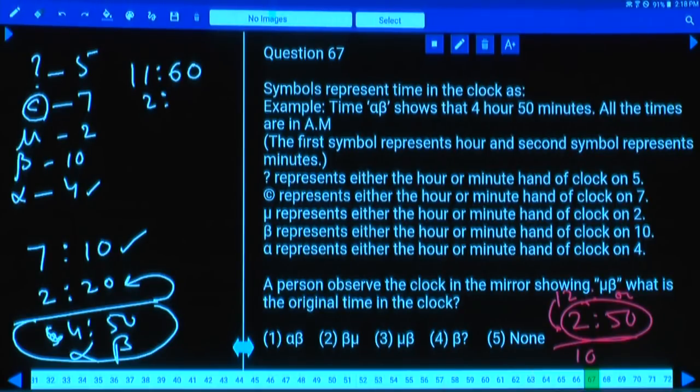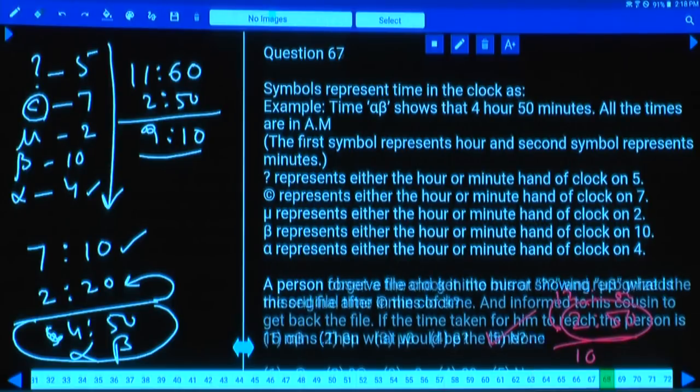11:60 minus how much? What is the time here? 2:50. And 60 minus 50 is 10. And 11 minus 2 is 9. Hence, what is the time here? 9:10. But none of these symbols represent the hour hand standing at 9. Hence, what is your answer here? None of these, choice 5.